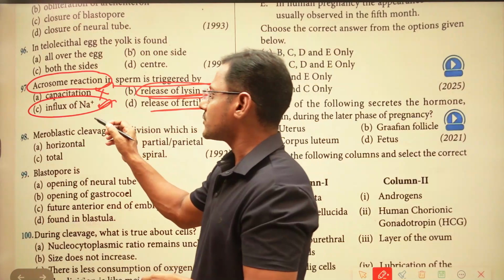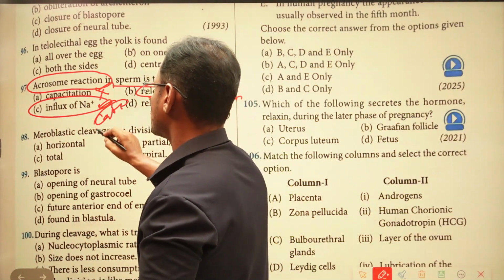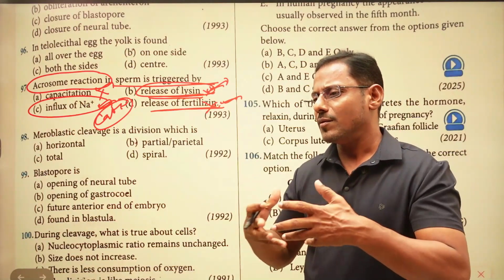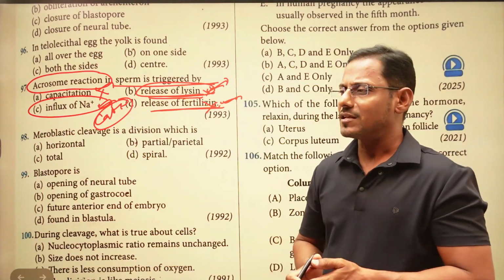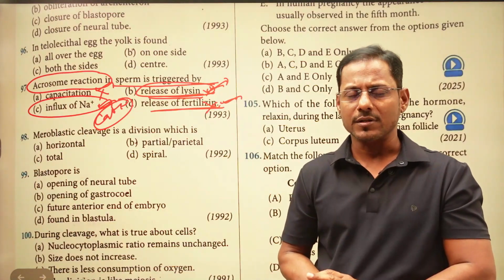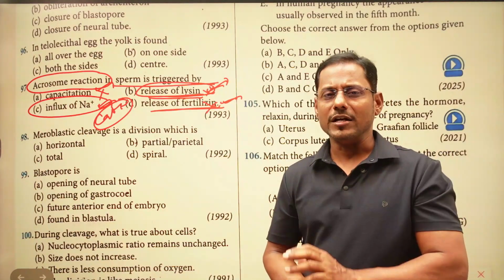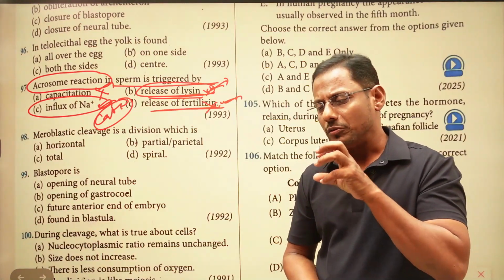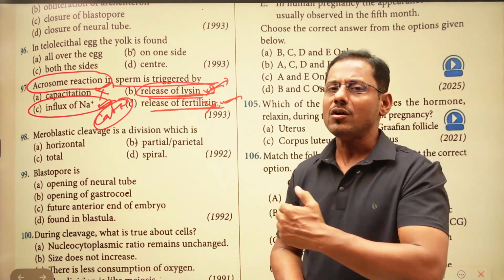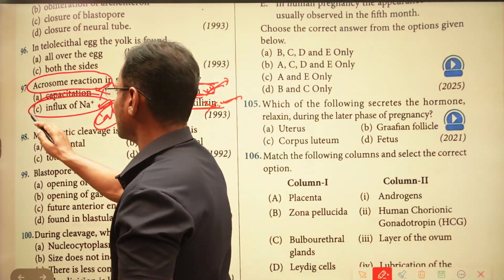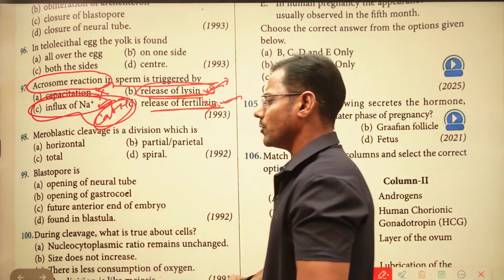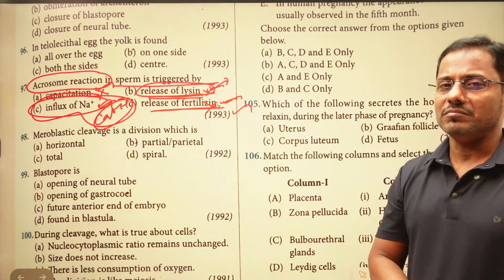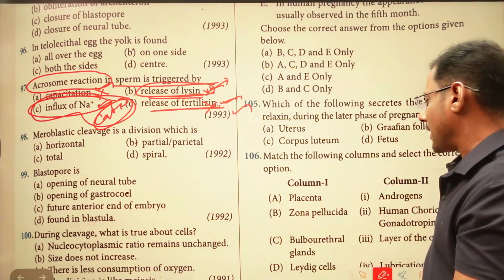And here influx of sodium as well as calcium ions also. Sodium ions as well as calcium ions move inside the sperm's body. As a result, the acrosomal reaction takes place. That means the acrosome is going to release some enzymes which are going to digest the zona pellucida in order to enter into the ova. So here this is the right answer, influx of sodium as well as calcium, but calcium is not given here. It was a question of 1993, so many years back.